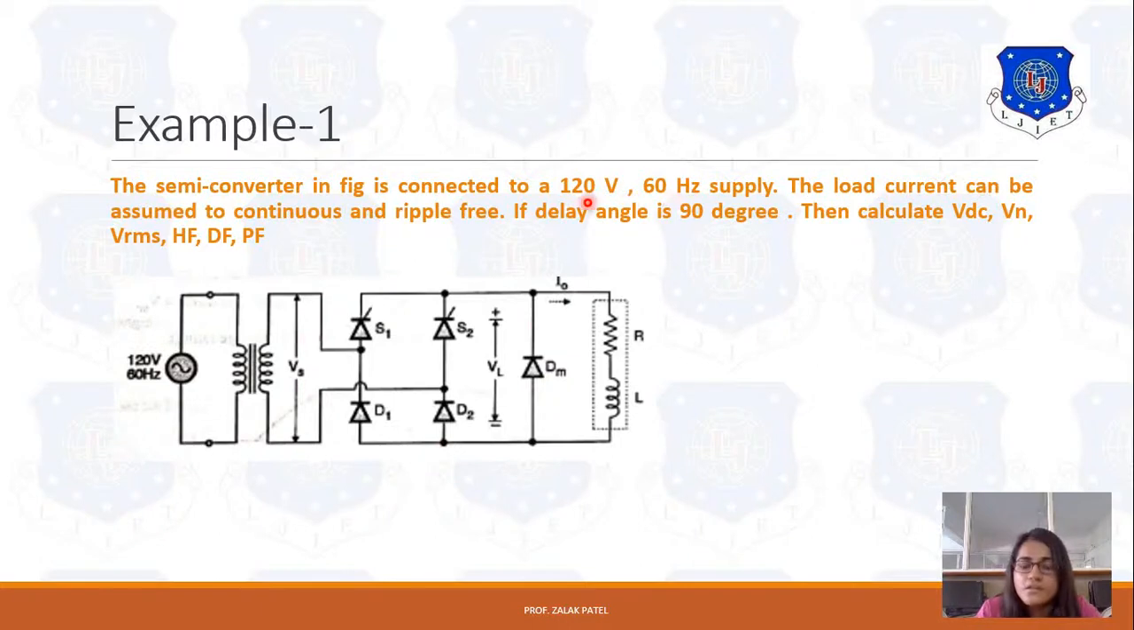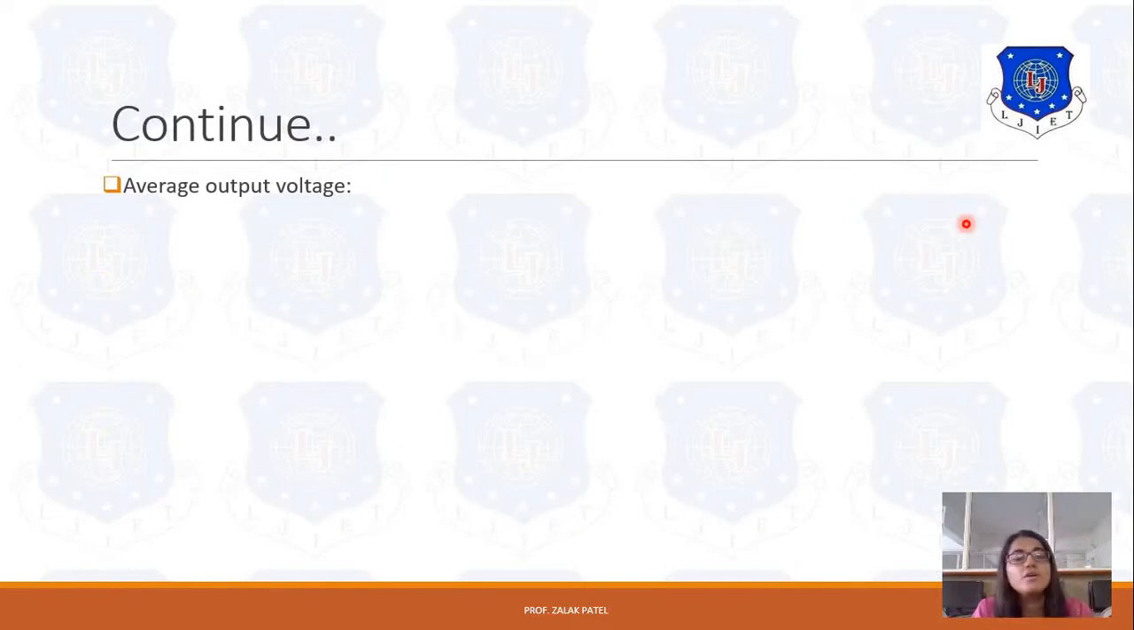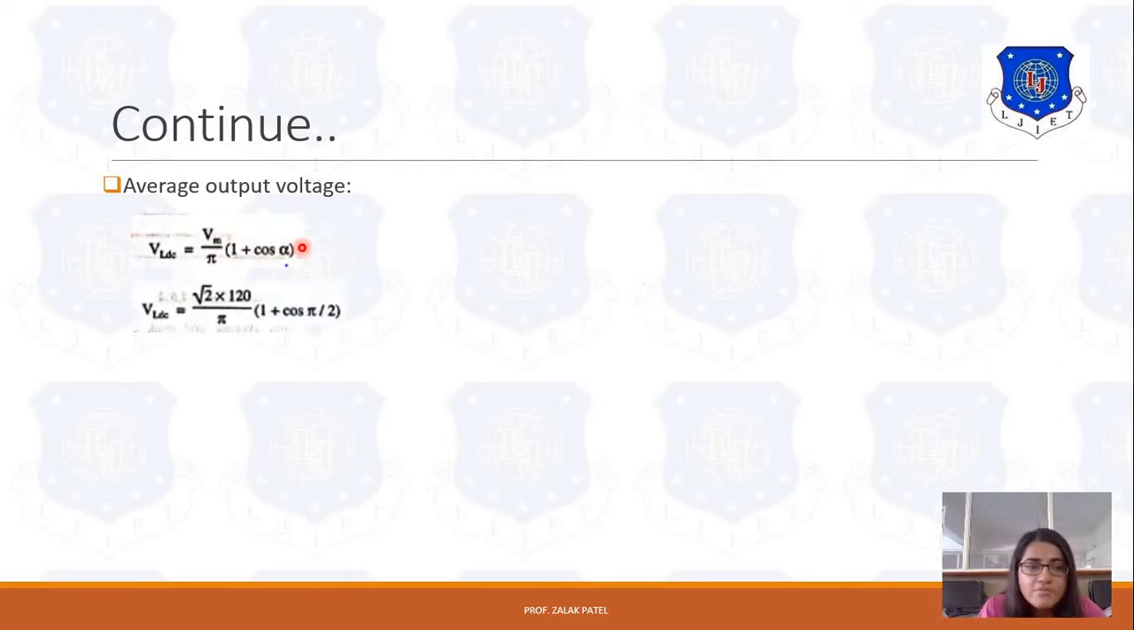So here first let's note down the values that are given in the problem statement. That is, RMS voltage is 120 volts and the delay, meaning firing angle, is 90 degrees. So let's first calculate the VLDC. The average output voltage is given by VLDC equals Vm upon pi into 1 plus cos alpha. We already have the values of Vm and alpha, so let's put them over here.